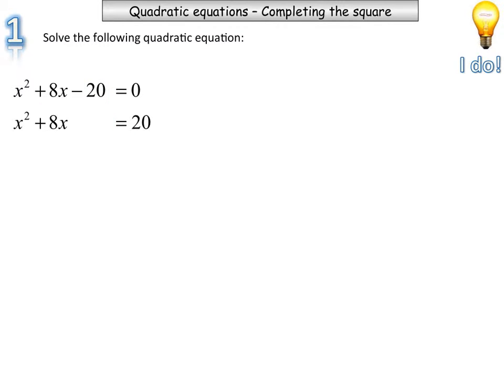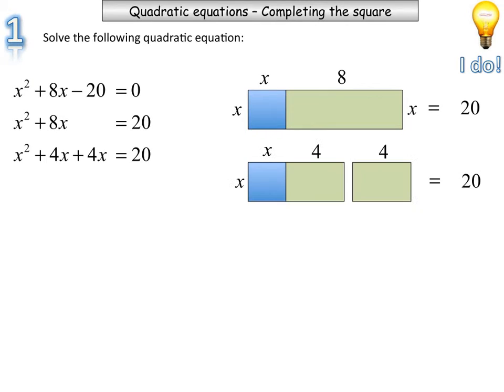Okay, so step one is to eliminate the constant term away from the x's and get it to the right hand side. So getting that negative 20 to the right hand side becomes a positive 20. Now x squared can be represented by a square that has length x by x. 8x can be represented by a rectangle that's 8 by x, 8x. And we have that's equal to 20 on the right hand side.